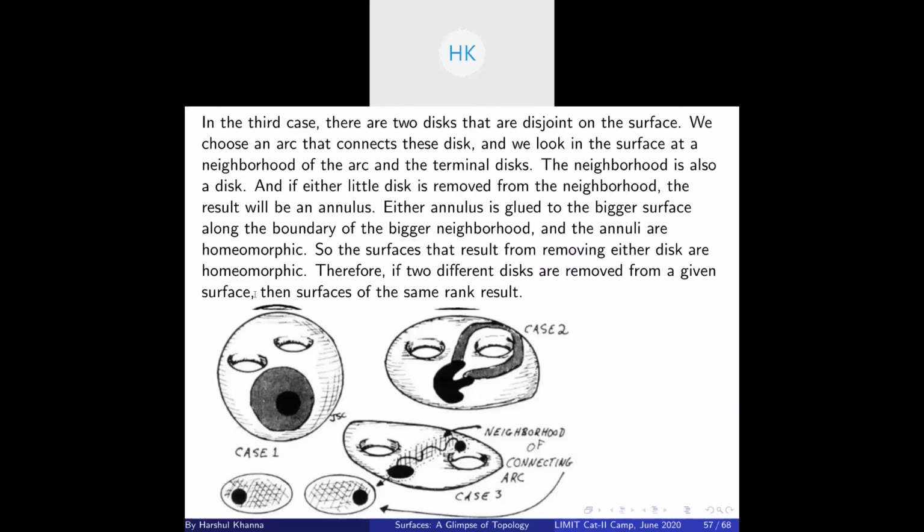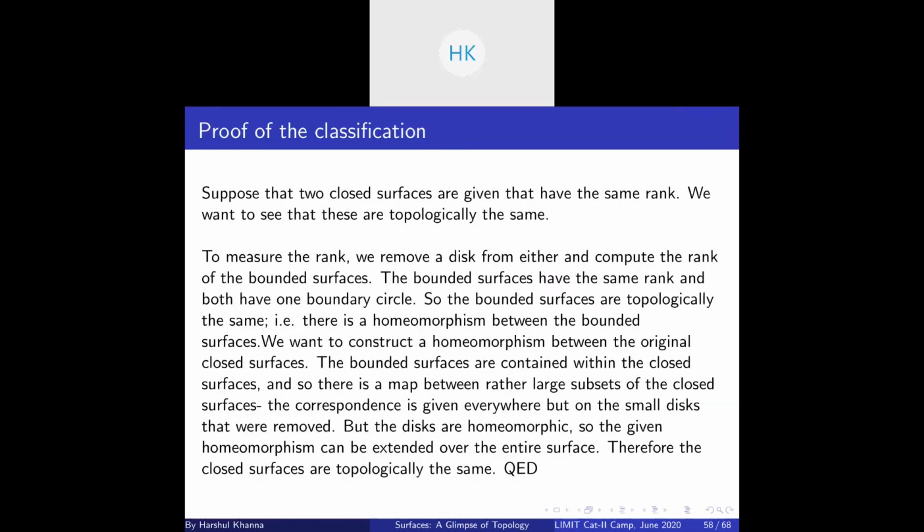I'll continue. So we proved that removing any disk from the surface will result in the same rank. By the way, what's the time? It's 12:42. We have half an hour left. Okay, cool. We can discuss the projective plane later on. Nice, we have enough time.